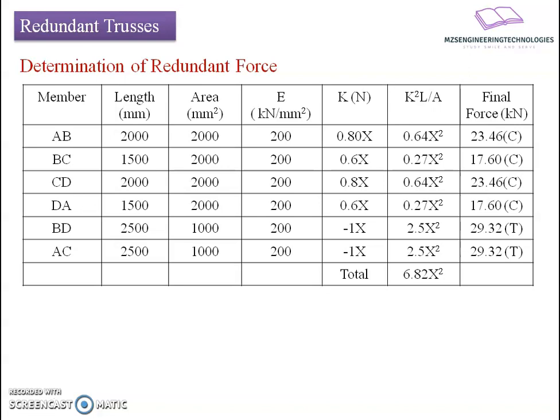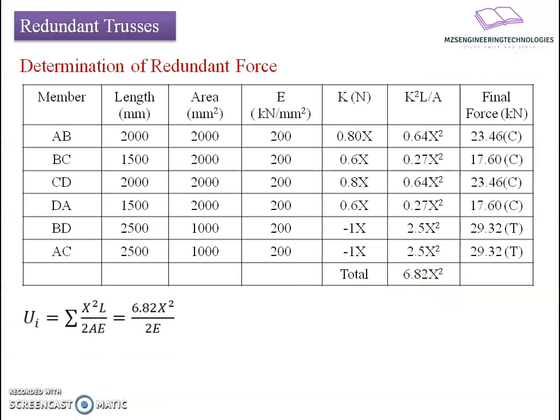We have found the K coefficients, the distribution of the redundant force among the other members: 0.8X, 0.6X, 0.8X, 0.6X. They are positive because they are compressive in nature. Minus 1X, the negative sign, imparts that they are tensile in nature. Then we require the product K square L upon AE. The product K square L upon AE results in values 0.64 X square, 0.27 X square respectively. Finally, what I require is the summation of this K square L upon A, so I take the summation of the individual products for individual members, and the value comes to be 6.82 X square.